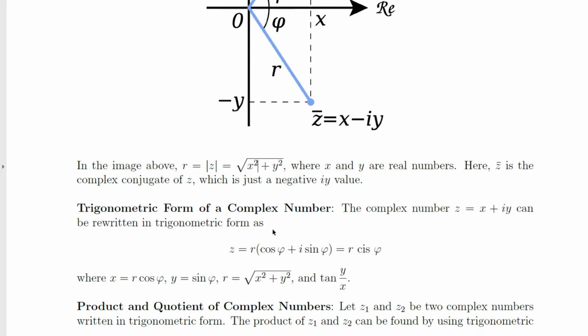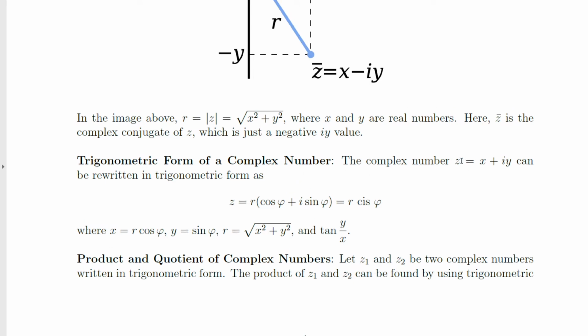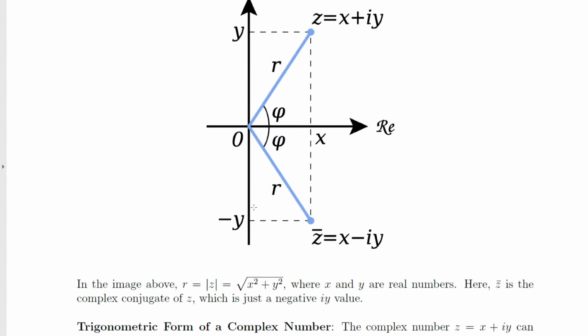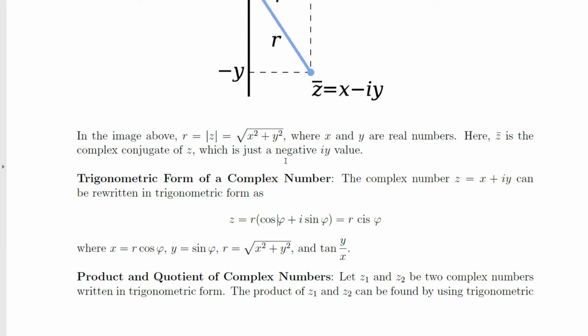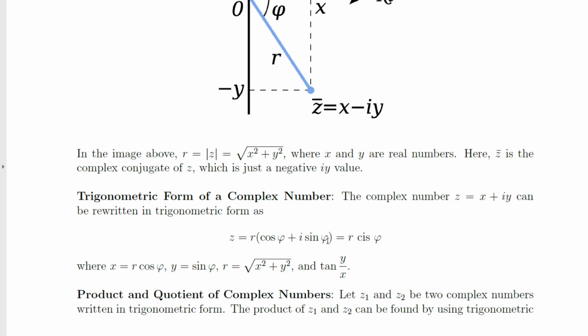All right, the trigonometric form. So how do we get the trig form of a complex number? If you have z is equal to x plus iy, it can be rewritten as z is equal to r, which is the length of this guy, times the cosine of phi right there, plus i sine phi.